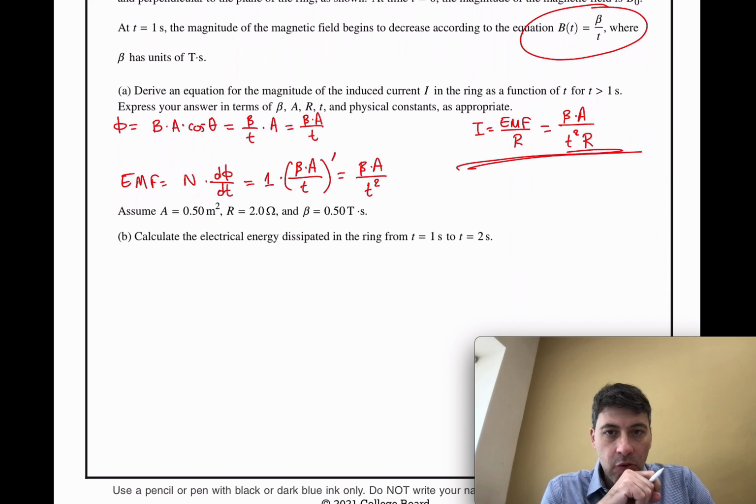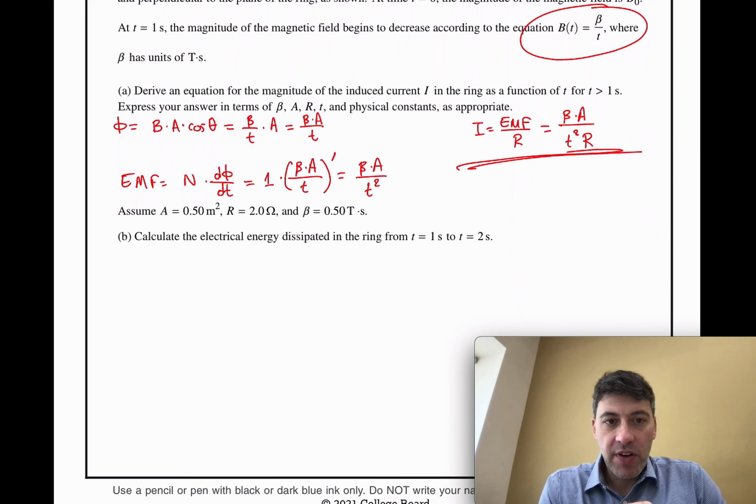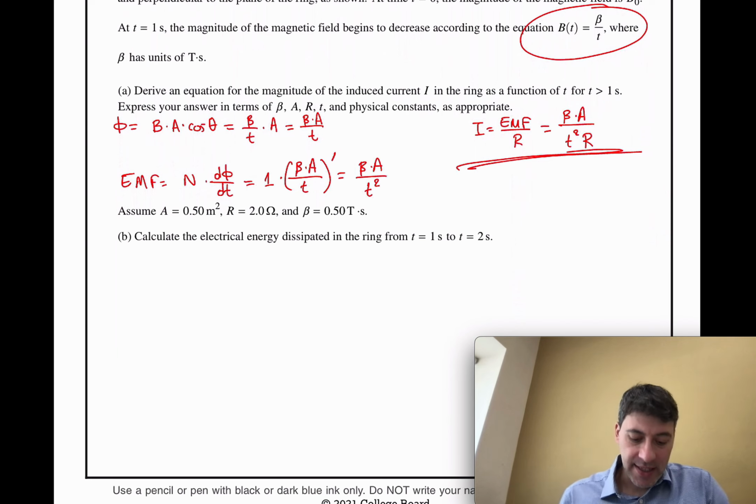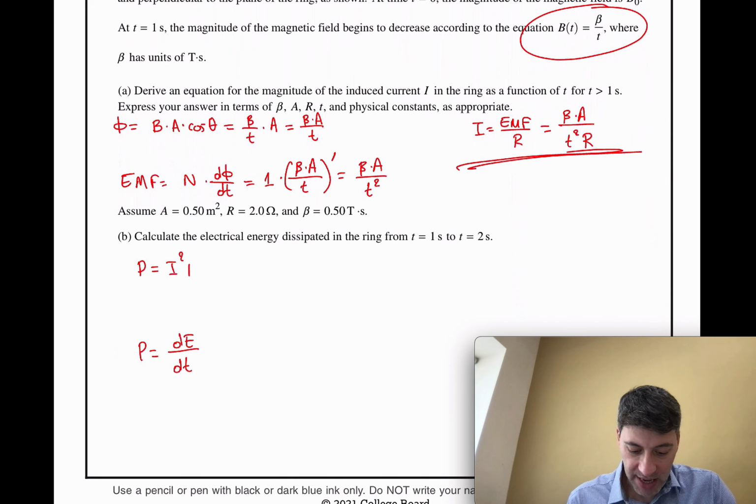Then we are given the values of beta, area and resistance, and we need to find the electrical energy from time 1 to time 2. Since we need the electrical energy, probably we'll talk about electrical power first, and the definition for power is the derivative of energy with respect to time, so this is what we will use. But first we need to calculate an expression for the power. Since what we have here is the current, we're going to use the expression I squared times R.